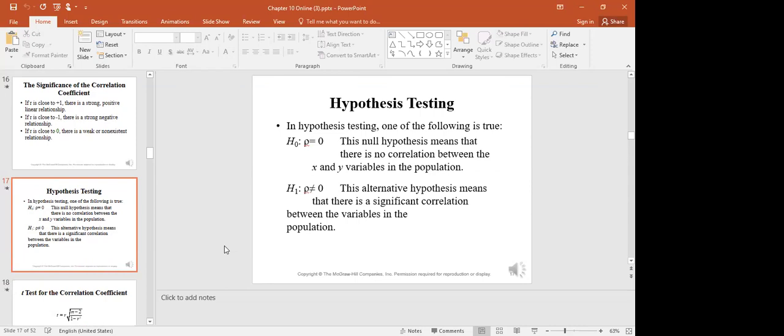The test for significance is the hypothesis about the correlation coefficient rho. So the null hypothesis is that rho equals 0, meaning there is no correlation between x and y. And the alternative hypothesis is rho is different from 0, rho is greater than 0, or rho is less than 0, which is a form of r being different from 0, and will mean there is a significant correlation between x and y.